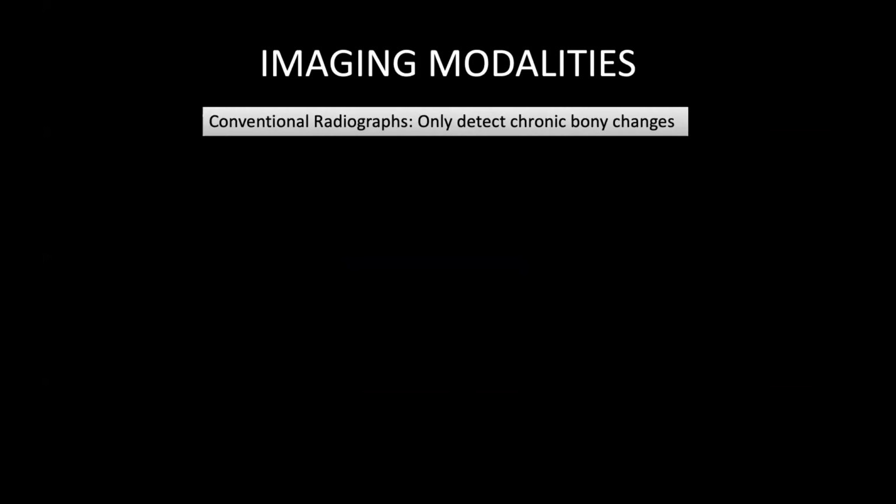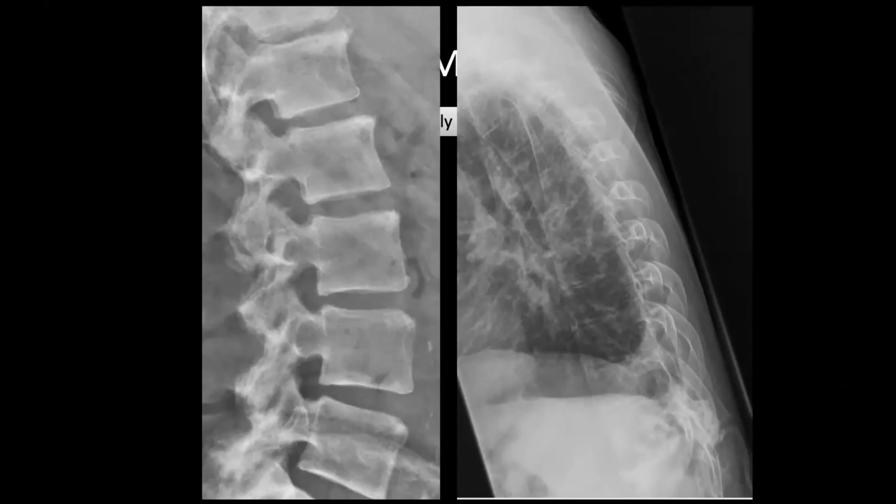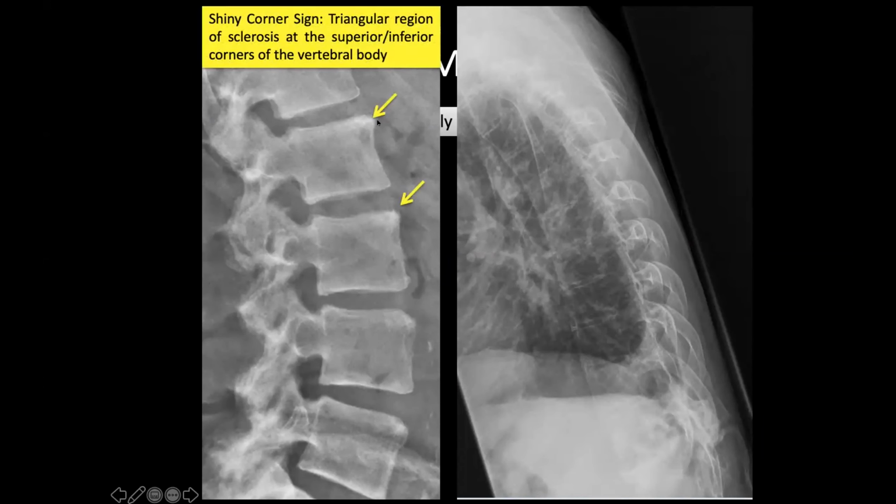So imaging modalities, we will talk about conventional radiographs. To be clear, radiographs only detect the chronic bony changes. So for example, here you can see this shiny corner sign, which is a triangular area of sclerosis in the superior corner of the vertebral body. To be clear, shiny corner is a radiographic sign, not to be confused with Romanus sign, which is an anterior corner edema on MRI.